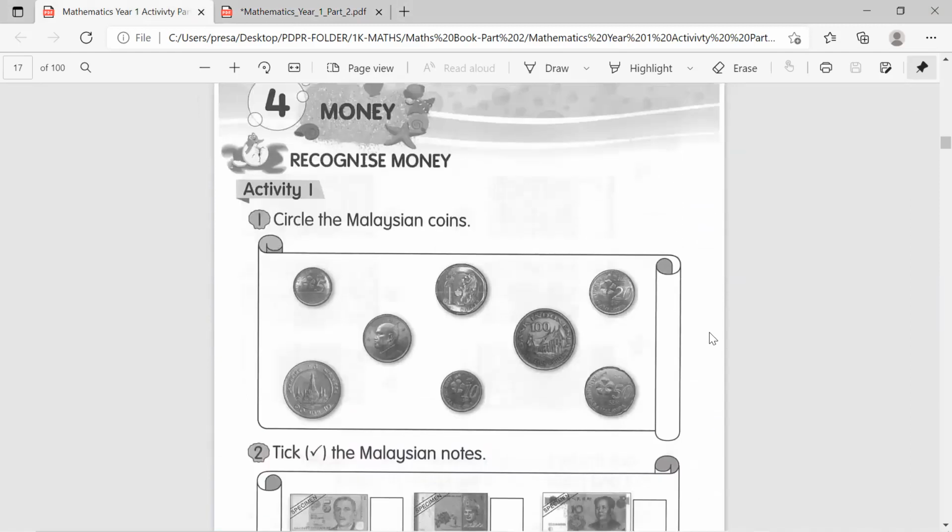Okay, please turn to page 11, dear children. Activity 1: circle the Malaysian coins. Okay, circle the Malaysian coins.